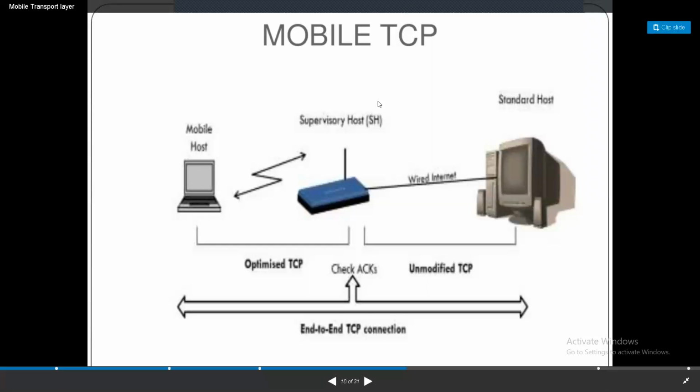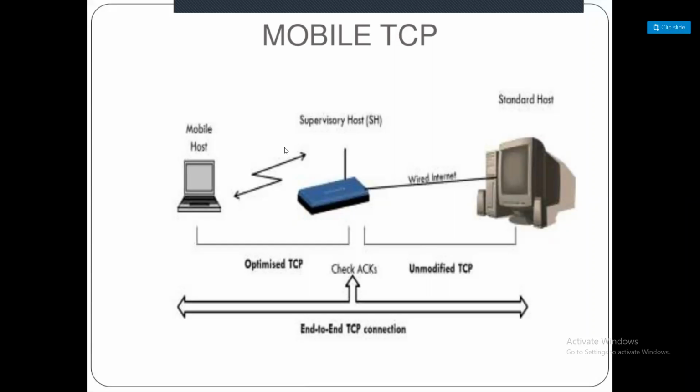Now the supervisory host comes into the picture. The supervisory host monitors the mobile host, whether it is connected or disconnected. So when data is transferred from the standard host to the mobile host, what should come from the mobile host to the standard host? An acknowledgement should come. If the acknowledgement does not come, what does that mean? It means the packet did not reach.